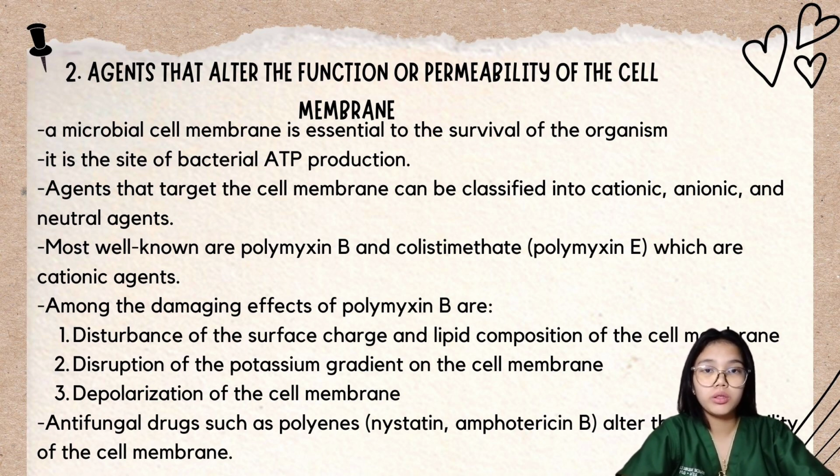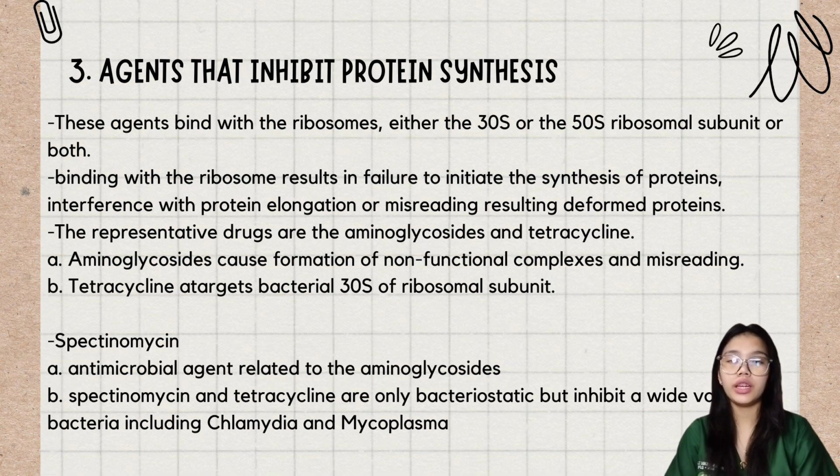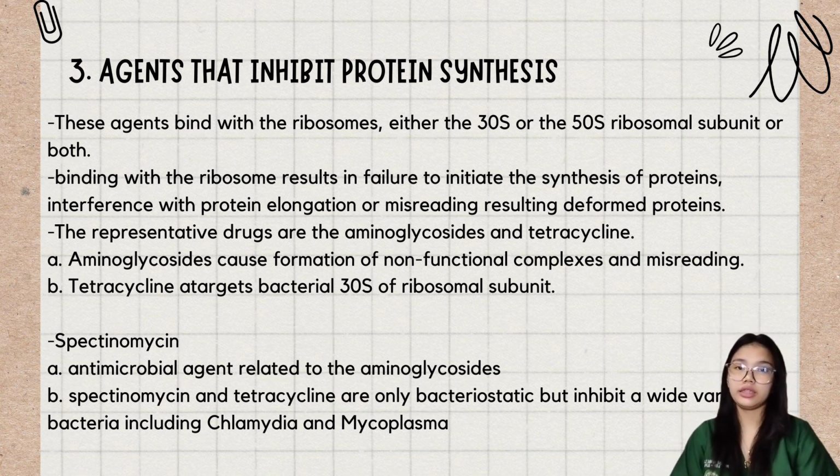Azoles like clotrimazole, ketoconazole, miconazole, and fluconazole are another group of antifungal drugs that interfere with the synthesis of ergosterol, which is a major component of the fungal cell membrane. So the third classification of antibiotics is the agents that inhibit protein synthesis.